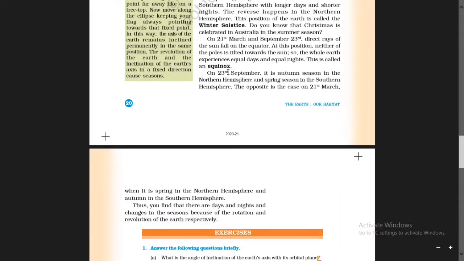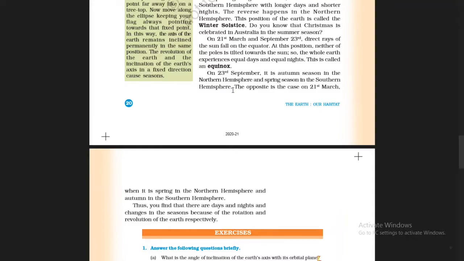On 23rd September, it is autumn season in the northern hemisphere and spring season in the southern hemisphere. You can see here, in the northern hemisphere it is autumn season. At that time in the southern hemisphere there is spring season.